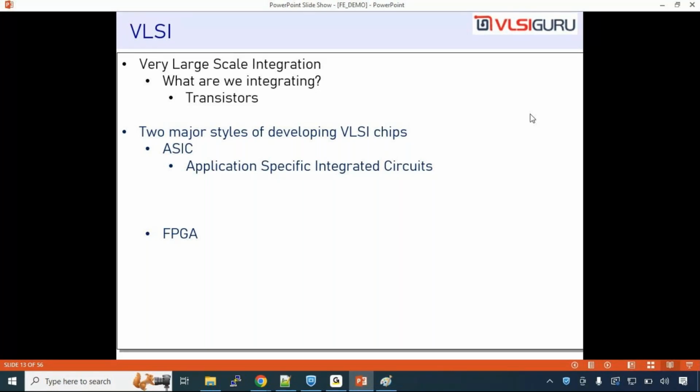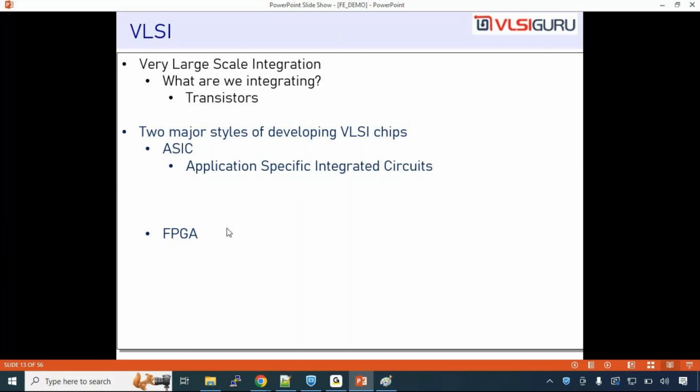Yes, sir. Okay. So we were talking about two major styles of developing the VLSI chip. One is what? ASIC. One is FPGA. ASIC stands for what? Application specific integrated circuit. You see, there are a lot of ASIC companies. Intel is an ASIC company, majorly. Qualcomm is an ASIC company. Even Broadcom may be partly an FPGA company. What is FPGA? I'll tell you as we go forward.